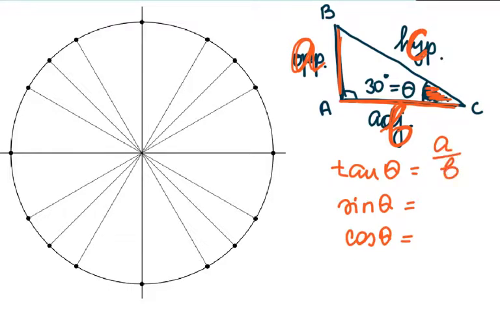They didn't want to call it A over B every single time, so they gave it a name. They said it's going to be tangent. So tangent means A over B, opposite over adjacent. And then for sine, it's going to be the opposite over hypotenuse. Instead of saying opposite over hypotenuse every single time, they just decided to call it sine. And for cosine, they said it's going to be adjacent over hypotenuse. Instead of saying adjacent over hypotenuse every single time, they gave it the name cosine.